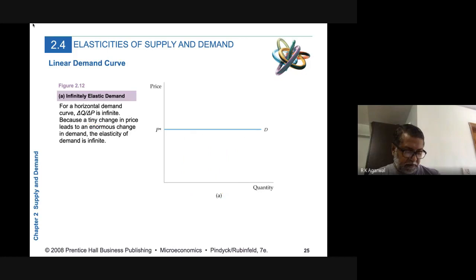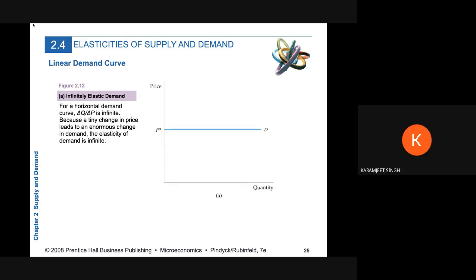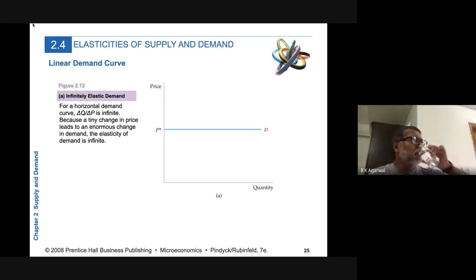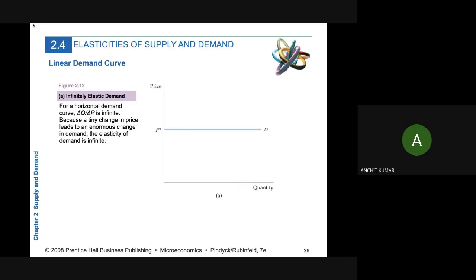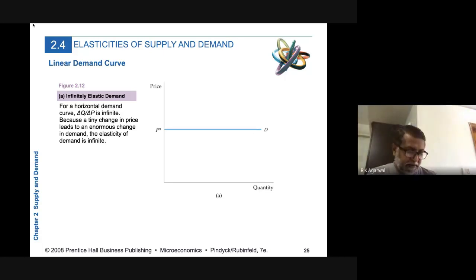What if the price elasticity is zero? What will you do then? What if the price elasticity is zero? What kind of curve do you expect that to be? Any guesses? So the line will be on the x-axis. Sir, a vertical line. Yeah, very good. Both are correct.